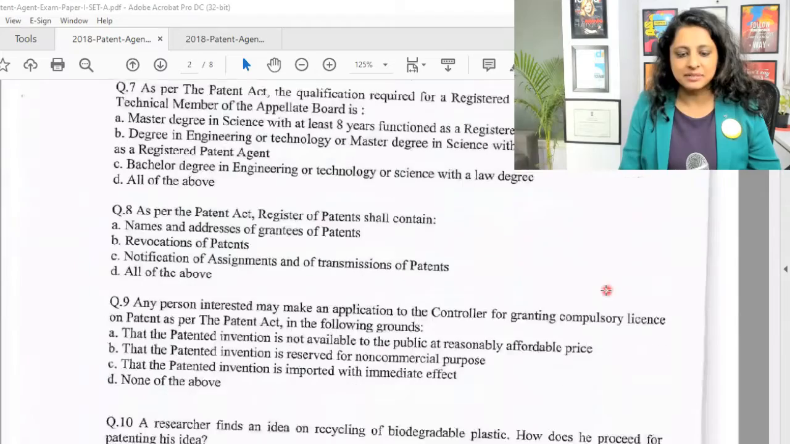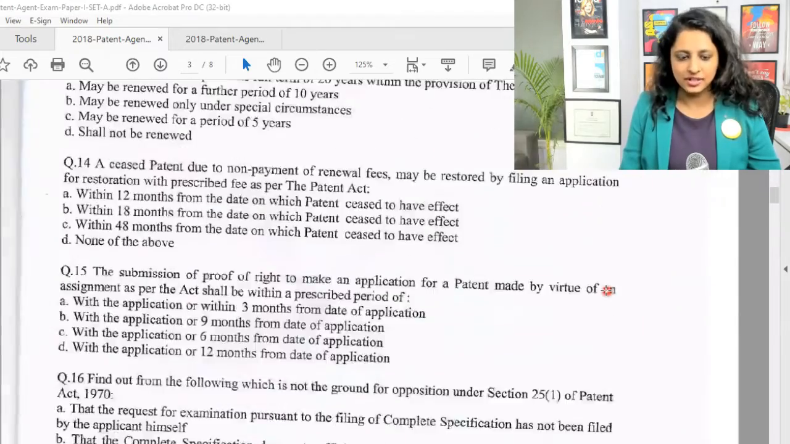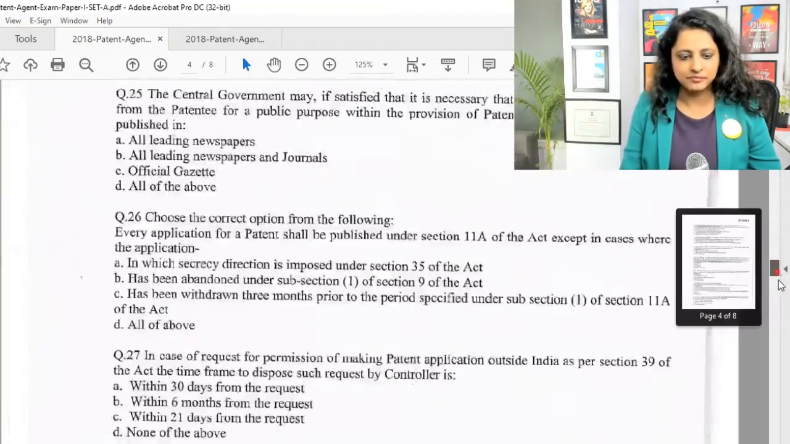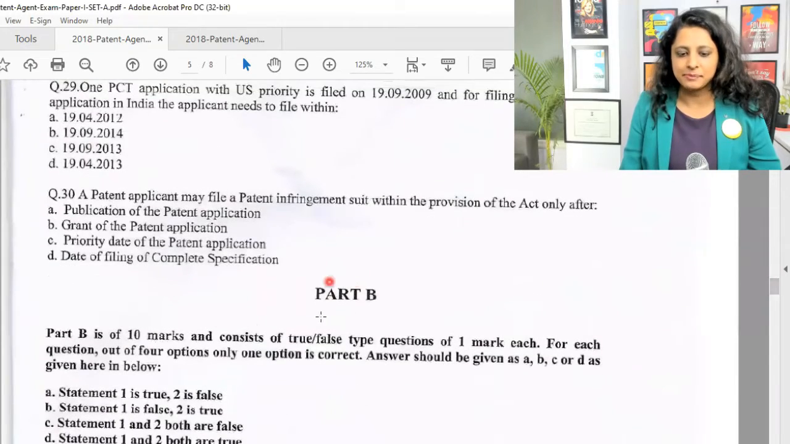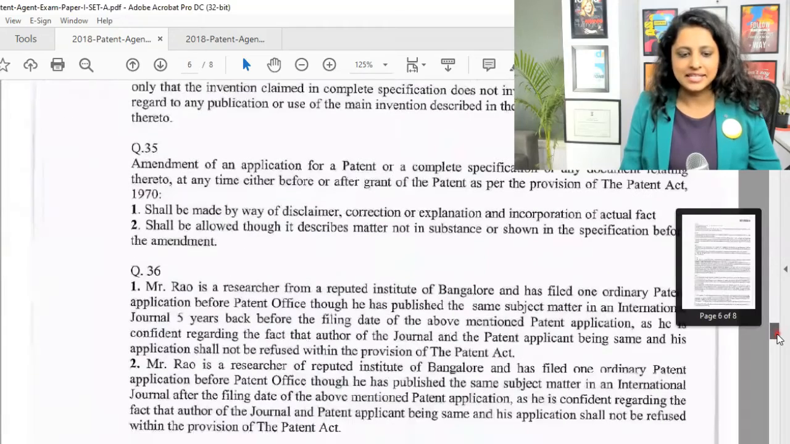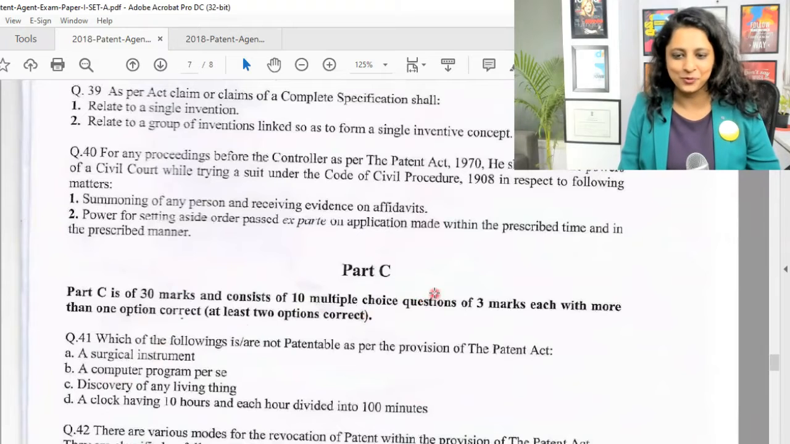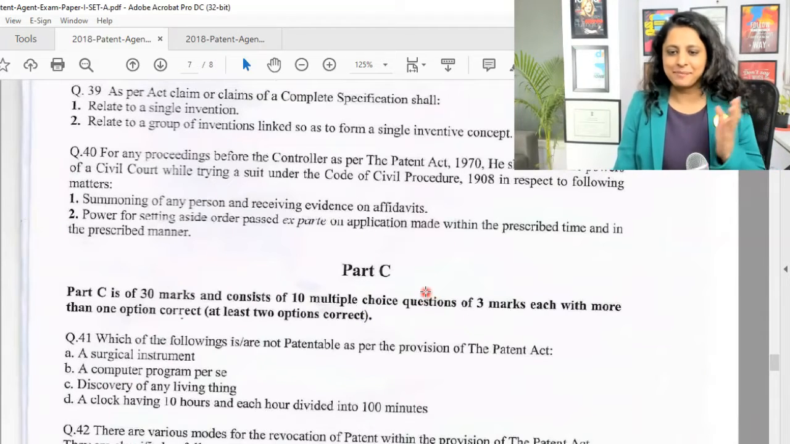After that, in Part B, there are true and false questions. There's a situation given. Let me scroll down a bit. Yes, this is Part B. It has true and false questions. And Part C again has multiple choice questions, but Part C is a little more tricky as there can be more than one correct option. So this is the pattern of paper 1.